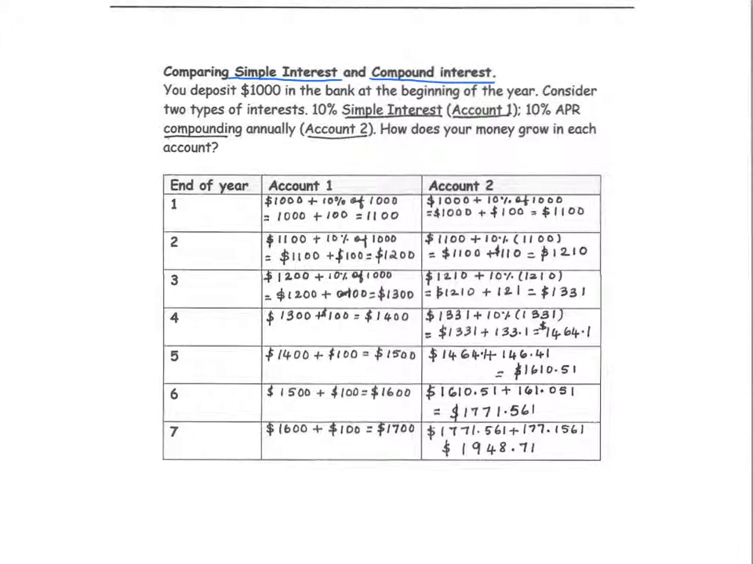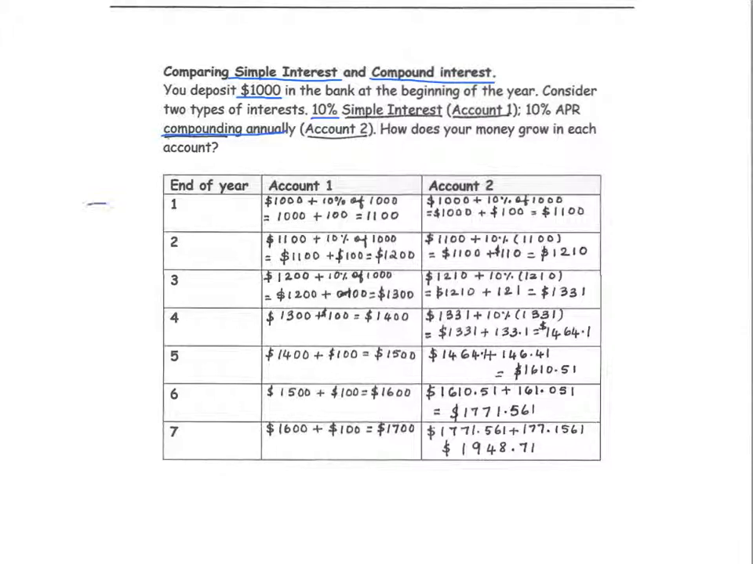So just to clearly understand the difference between these two types of interest, let's take a simple example. We deposit $1,000 in a bank at the beginning of the year. We consider two types of accounts. One is a 10% simple interest account, and the other is a 10% APR, which is annual percentage rate, which means that the interest is compounding annually. That is the second type of account. Now we'll see by doing some simple calculations how money grows in each type of account.